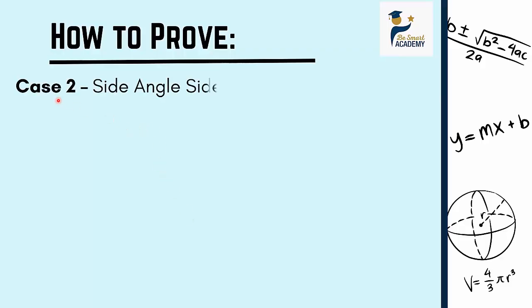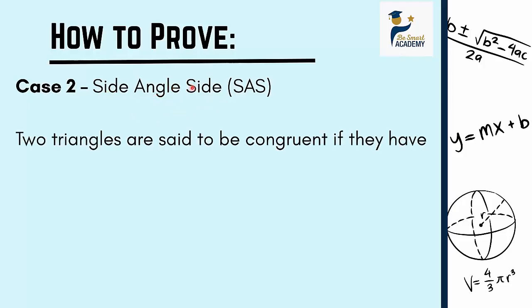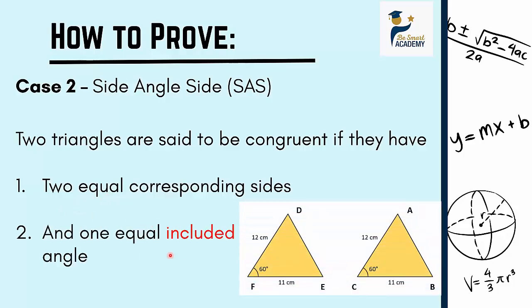Moving to the second case. In the second case, we use an angle that's enclosed between two sides, so side angle side. Two triangles are said to be congruent if they have two equal corresponding sides and one angle that's included between them. So we have two equal sides, 12, 11, 12, 11, with one angle between those two. So let's take the first, slide it to the second. You notice that both are equal.